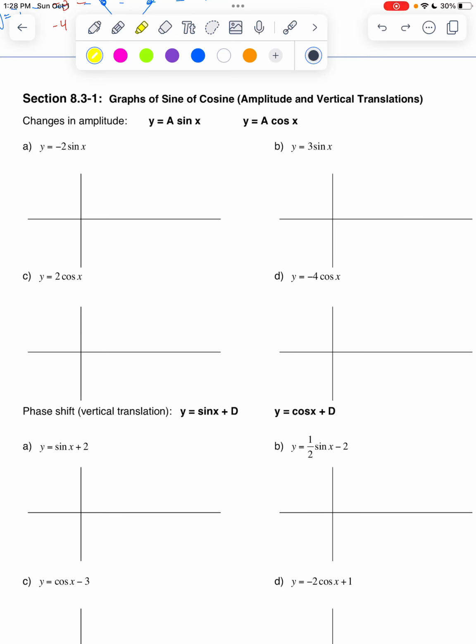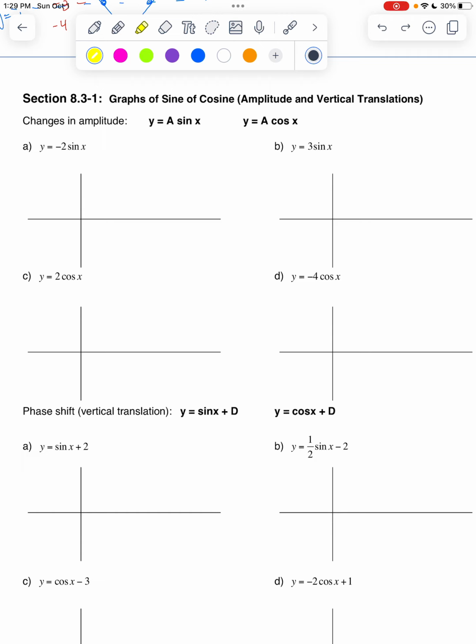All right, we are on chapter 8, section 8.3-1, and today we're going to be dealing with graphs of sines and cosines, including amplitude and vertical translations. So we've dealt with translations in Algebra 2. Now we're going to start incorporating them into our sine and cosine functions.